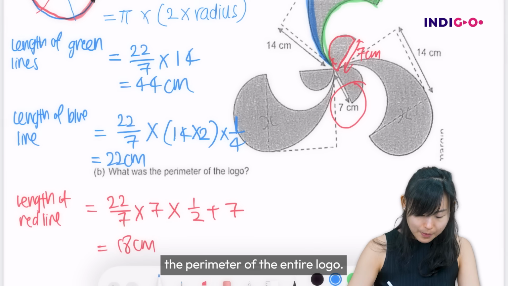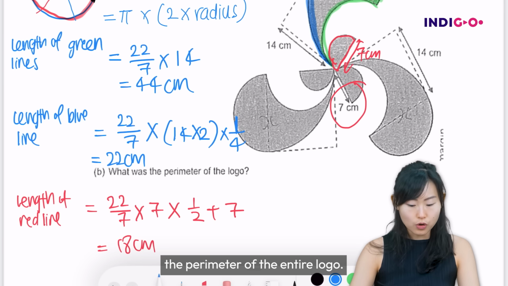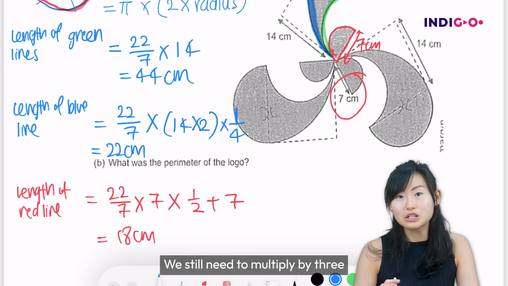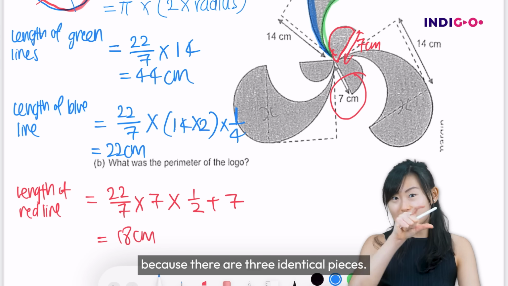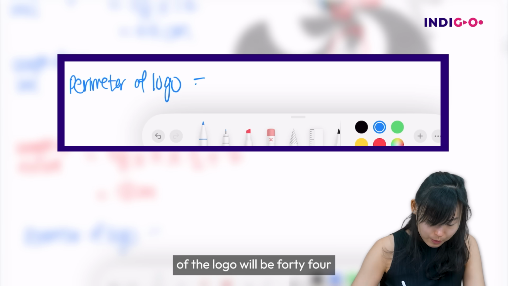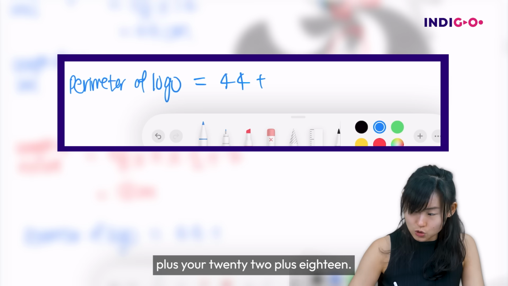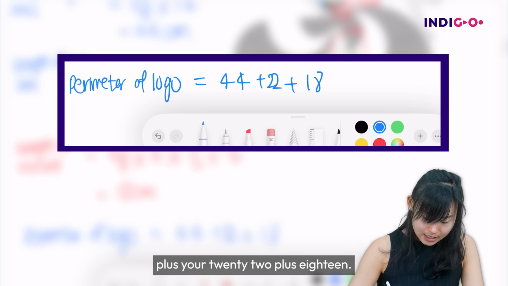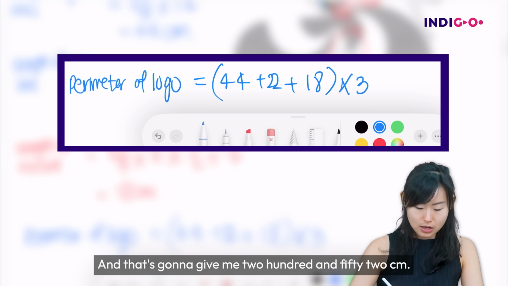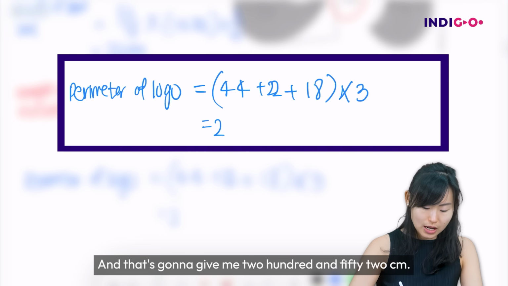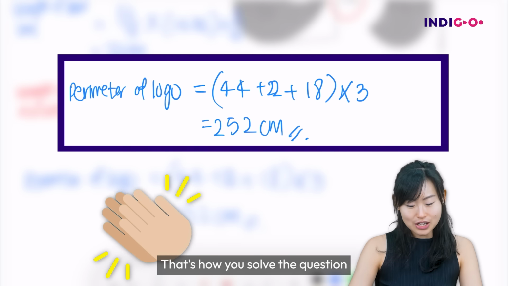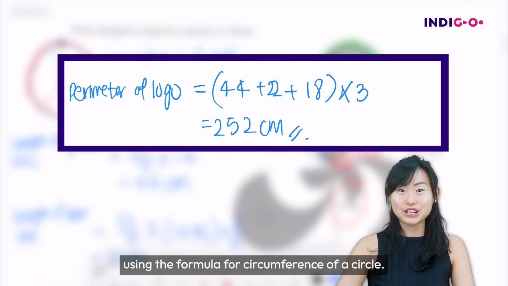Now we're ready to find the perimeter of the entire logo. What we found was just 1/3 of it. We still need to multiply by 3 because there are 3 identical pieces. So the perimeter of the logo will be 44 plus your 22 plus 18, all of that times 3, and that's going to give me 252 centimeters. That's how you solve the question using the formula for circumference of a circle.